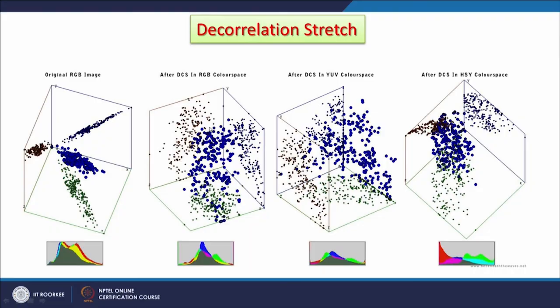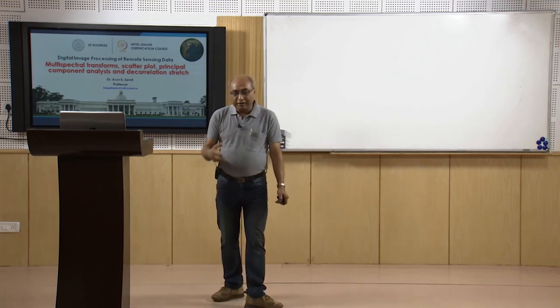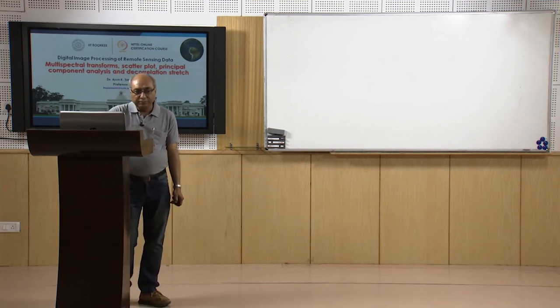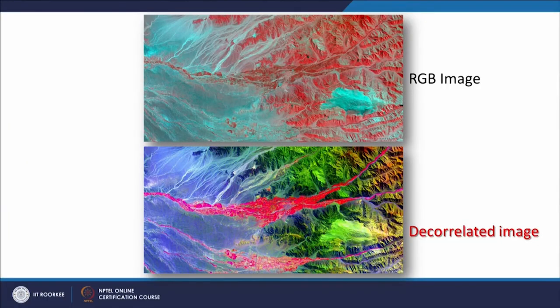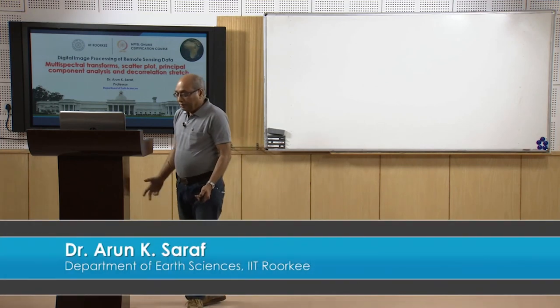So decorrelation stretch in RGB combinations many times will give you much better results with fully colored images. An example here is a simple RGB image, but when we did the decorrelation of different principal components, or PCs, and then made a color composite, this is the result. And see the quality of discrimination. Here I can discriminate different rocks and different ground features comparatively very easily than on the simple RGB image. So this is the advantage of going for multivariate analysis in digital image processing.